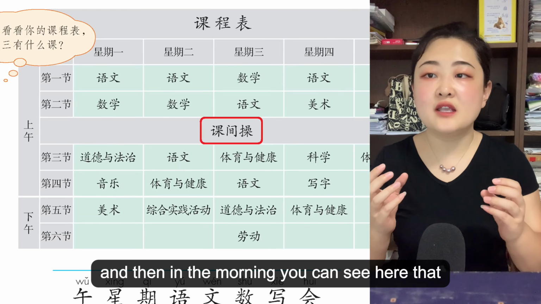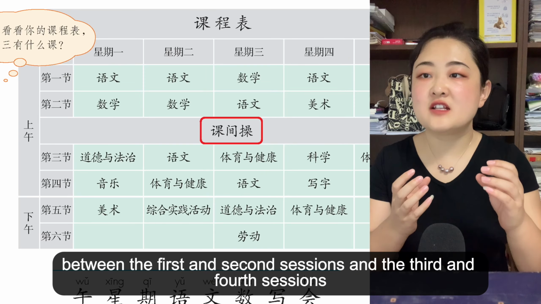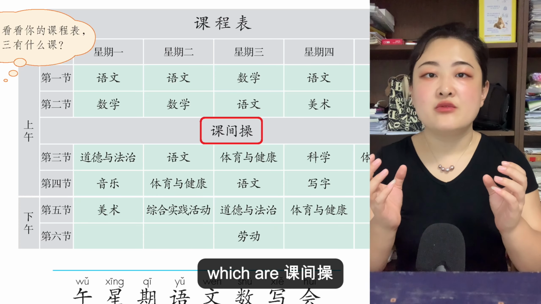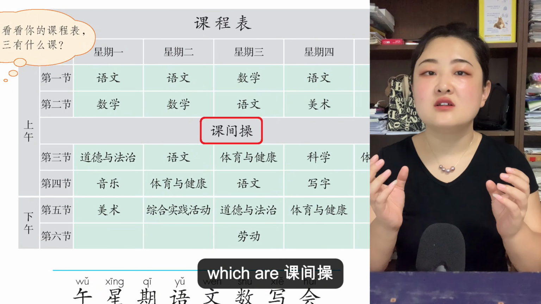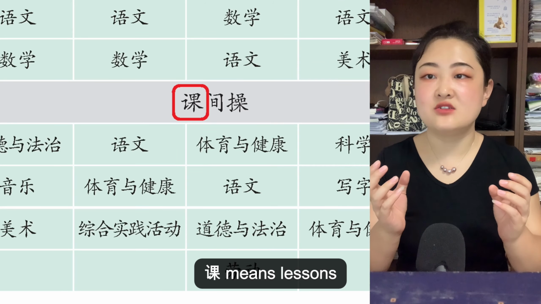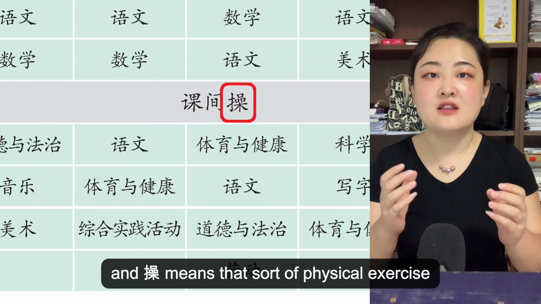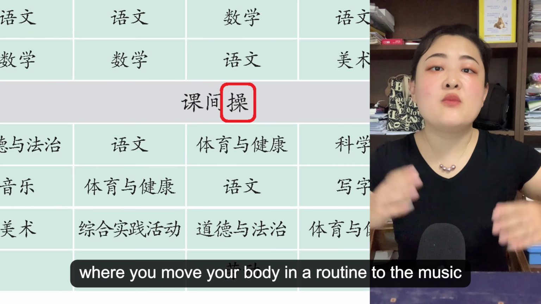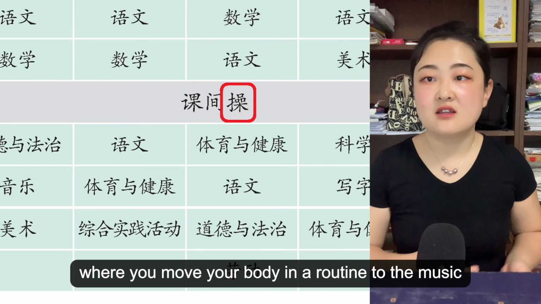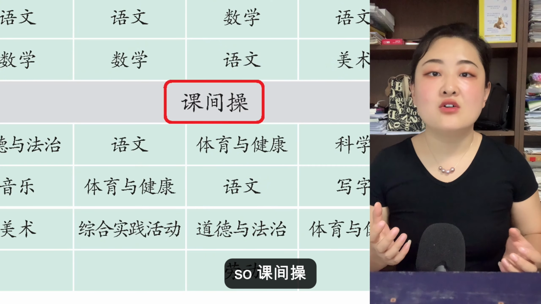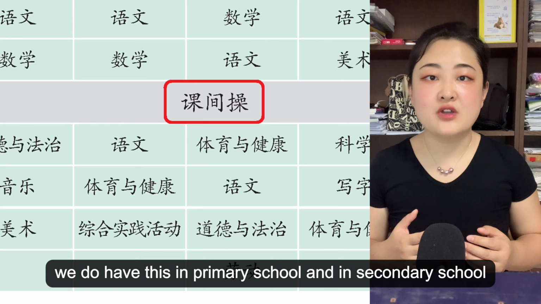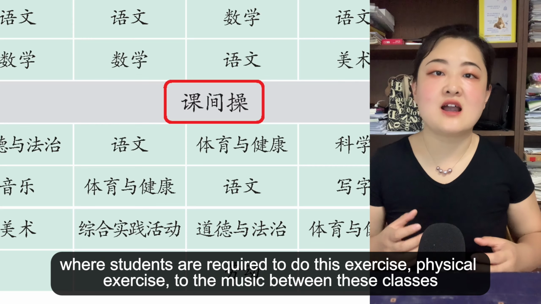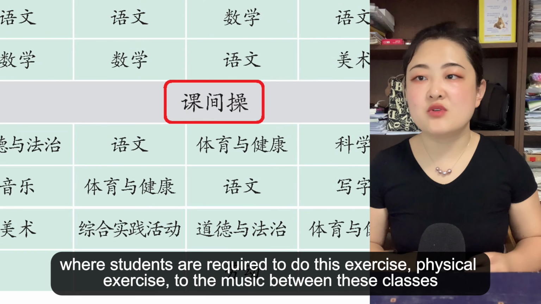And then in the morning, you can see here that between the first and second session and third and fourth sessions, we have these 3 words, which are 课间操. 课 means lessons, 间 means in between, and 操 means that sort of physical exercise where you move your body in a routine to the music. So 课间操, we do have this in primary school and in secondary school, where students are required to do this exercise, physical exercise, to the music between these classes.